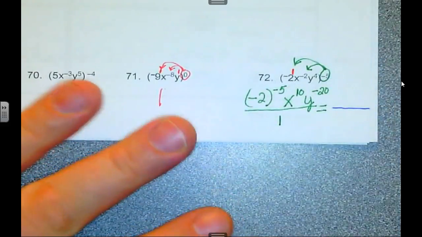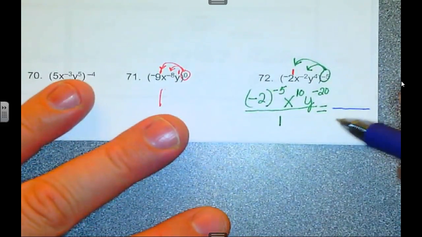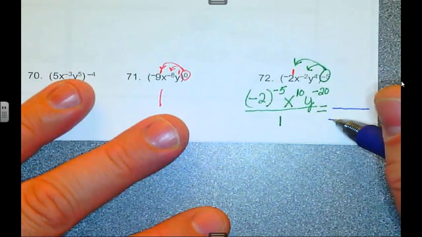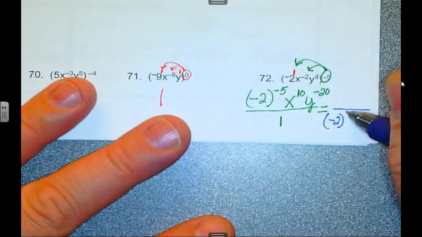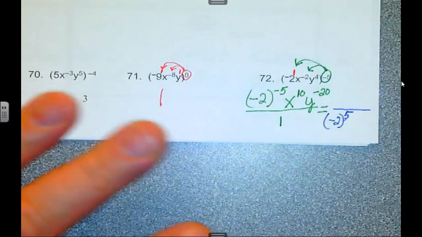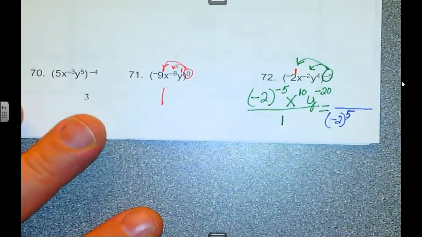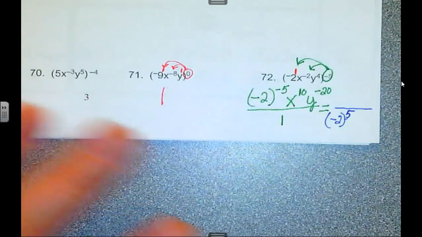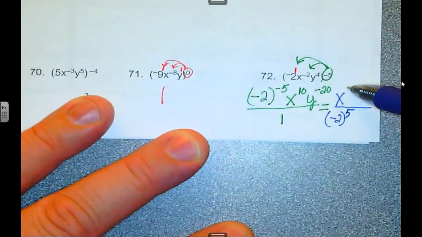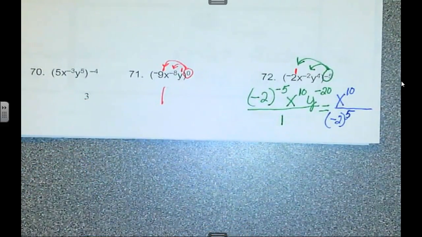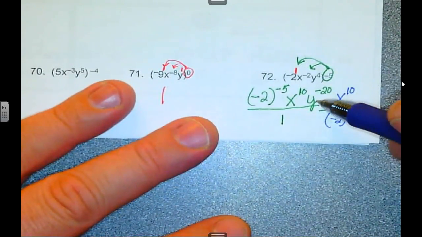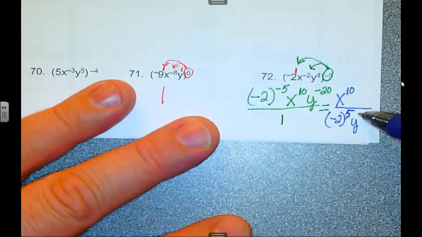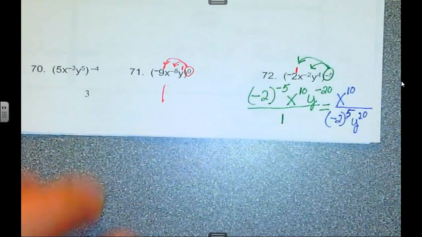Okay, negative 2 to the negative 5th, top or bottom? Bottom. I'm still going to use parentheses just because it looks cool. And I'm going to change the exponent to positive. How about x to the 10th? It's just going to stay where it's at. It's got a positive exponent already, so it's not going to go anywhere. And y to the negative 20? It's got to go down. Change the exponent to positive 20. So there's my answer.